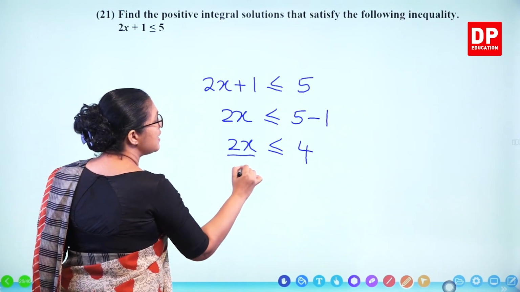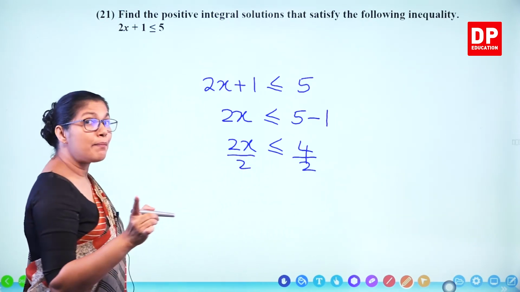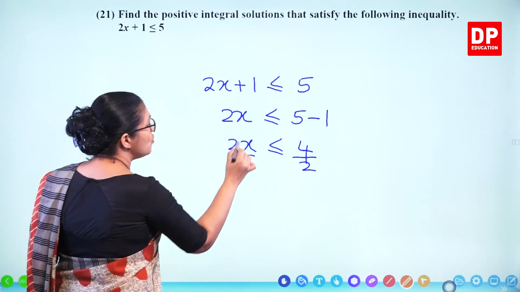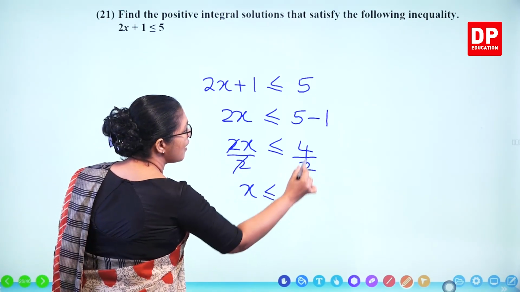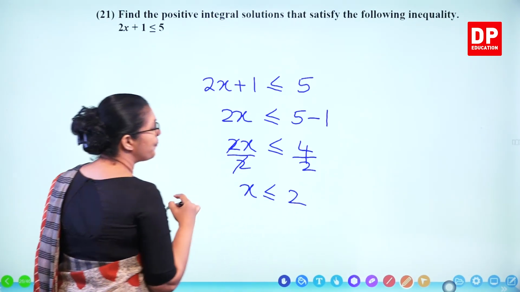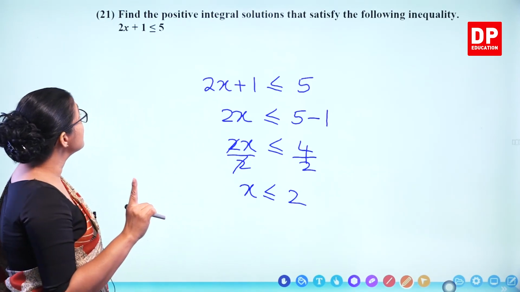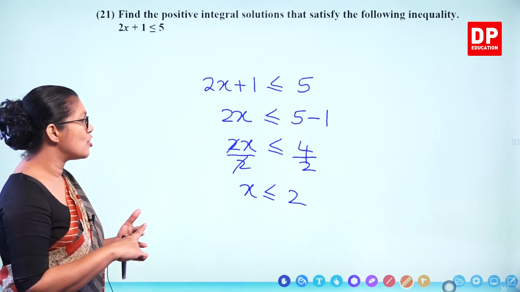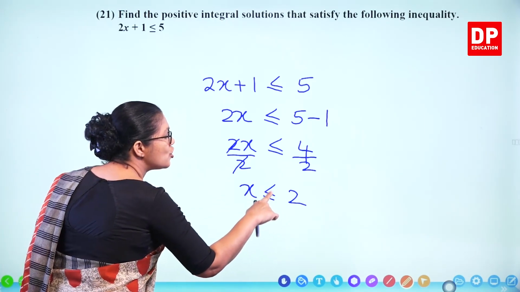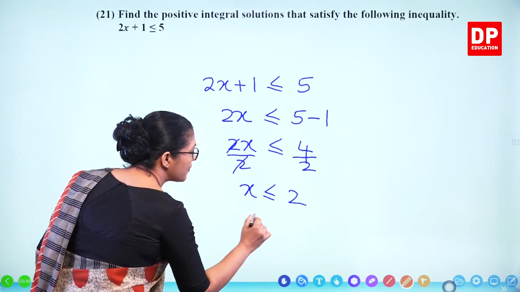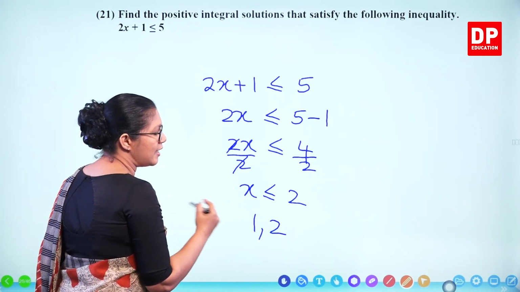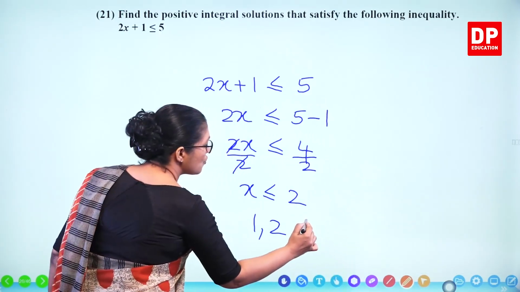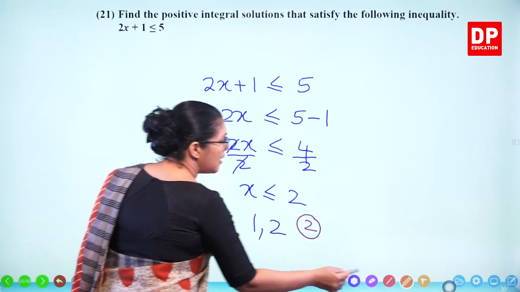Then what you do, you can divide by 2. So when you are dividing by a positive number, nothing happens to the sign. So x becomes less than or equal to 2. So less than or equal to 2 means now you have to write down positive integral solutions. Positive integers. So what are the positive integers less than or equal to 2? 1 and 2 only. You can't write 0 there. So 2 marks for the whole thing.